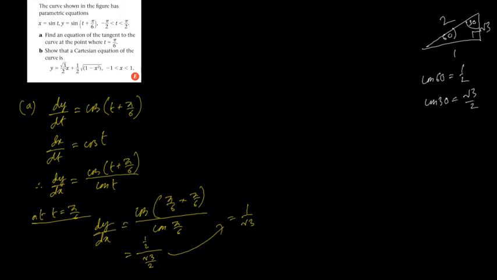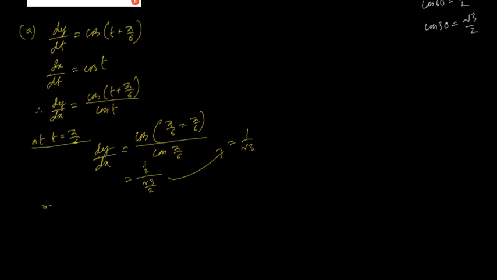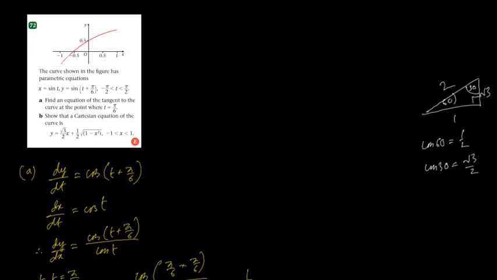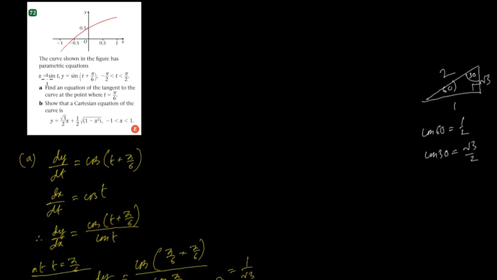So if the gradient of the curve is 1 by root 3, the gradient of the tangent equals the same, 1 by root 3. Now we need the point. So at t equals pi by 6, we can write x equals sine pi by 6.